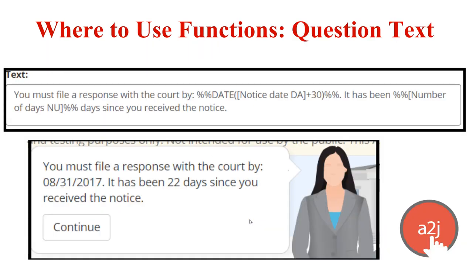You can use functions in question text itself. So here I am taking the notice date. They've told me what day they received the notice. I'm adding 30 days to it, and I'm converting that number to a date. So instead of saying you have 30 days to submit your answer to the court, you can instead say you must file a response with the court by 8/31/2017, for example. This makes it easier for your end user. You're giving them a concrete date rather than requiring them to do the math. And it's fairly easy to program this into A2J Author.